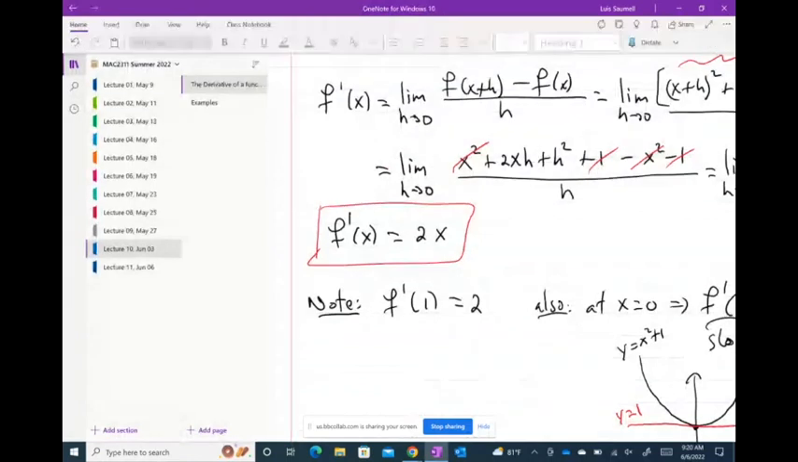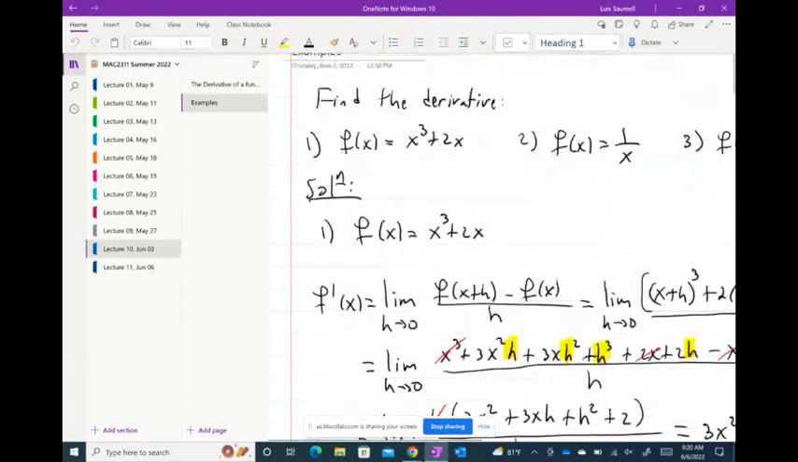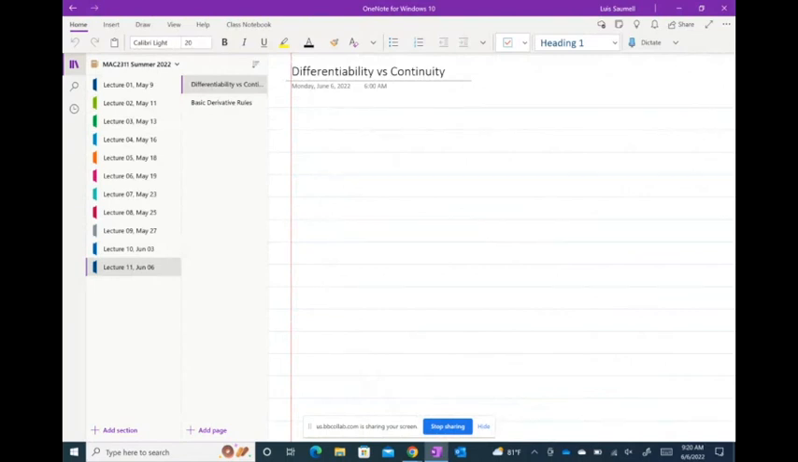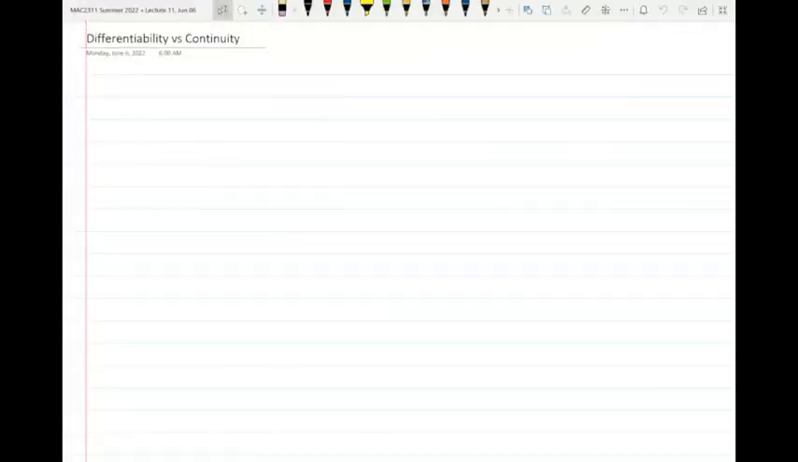All right. So I did some examples. Let's do 2 more, and then let's talk about this relationship. Is there a relationship between differentiability and continuity? We'll define what differentiability is and all of that. But before we do that, let me just remind you of the definition here.